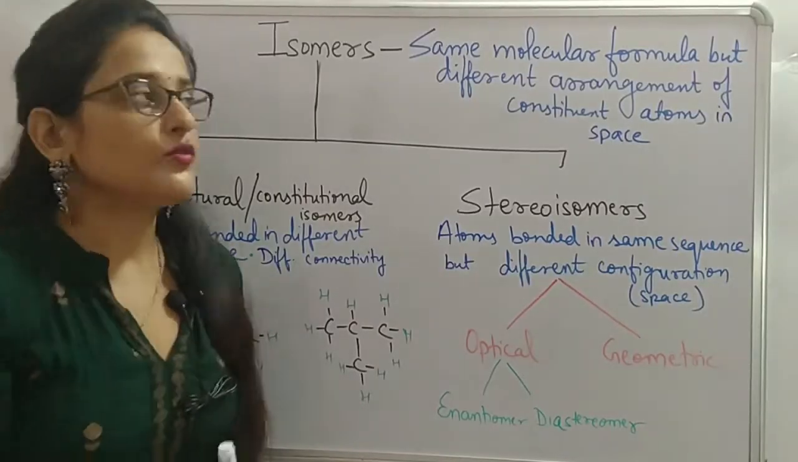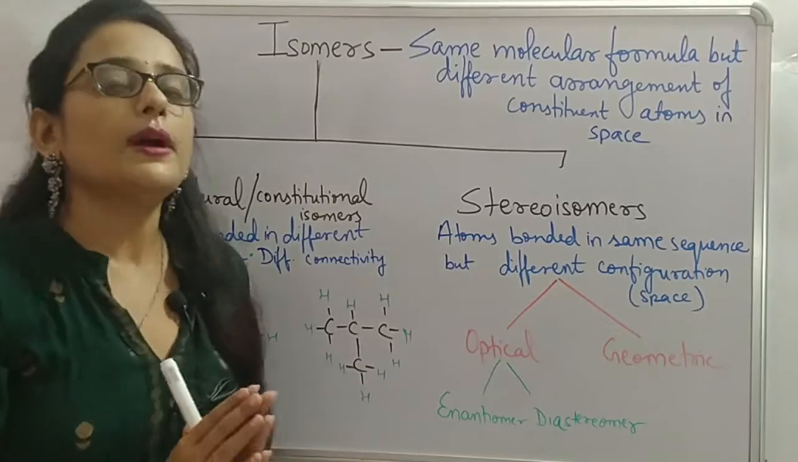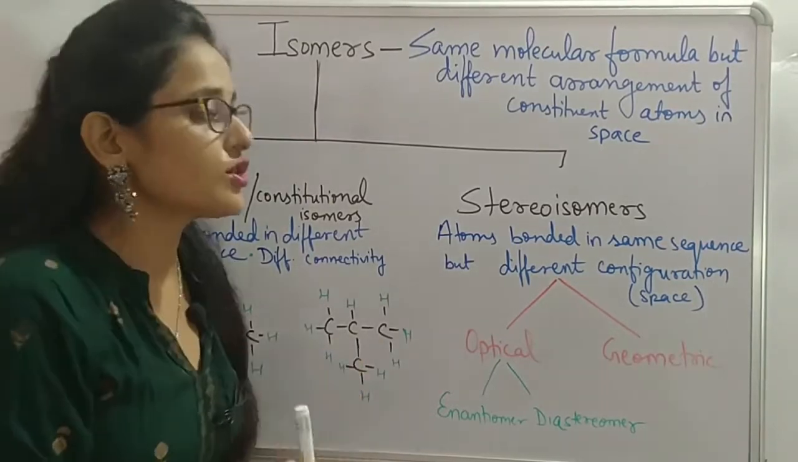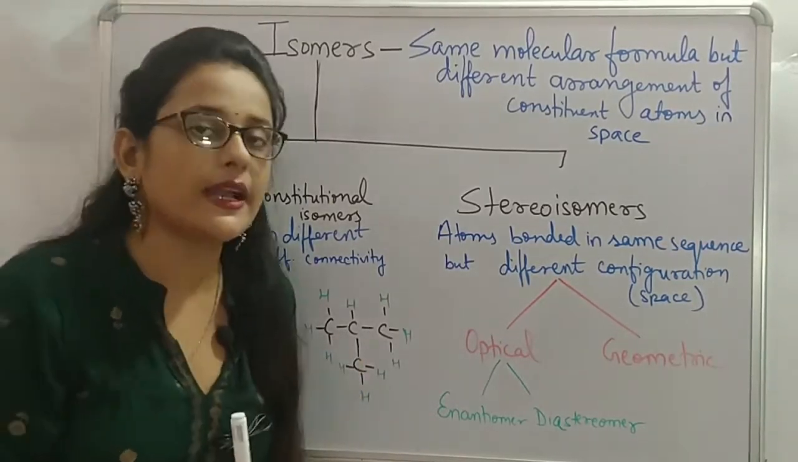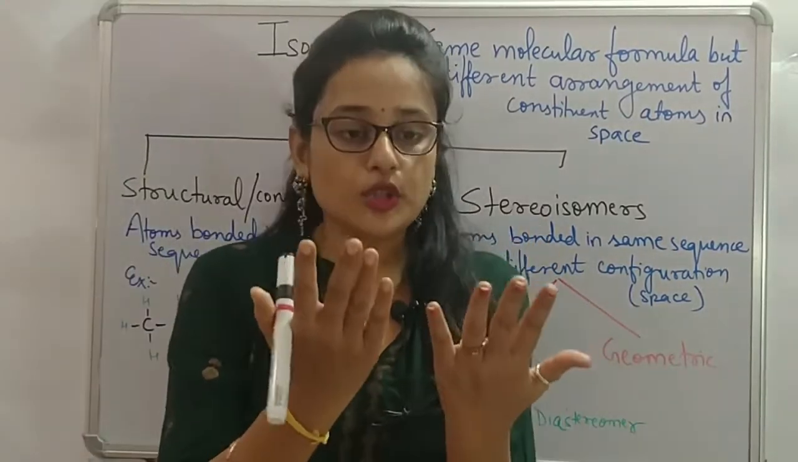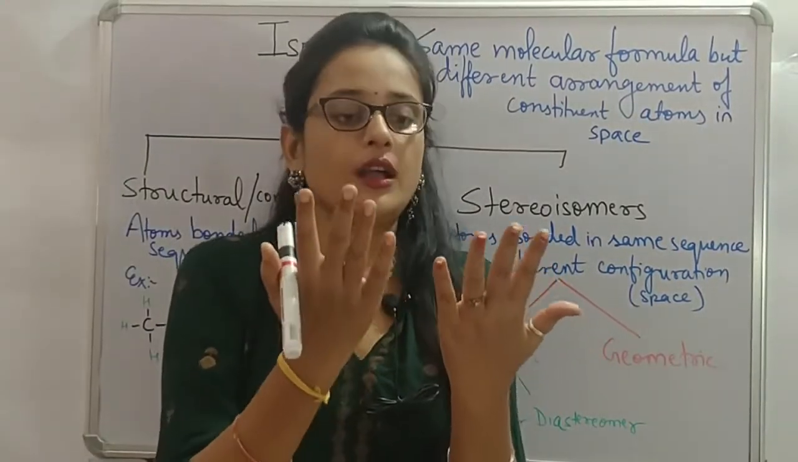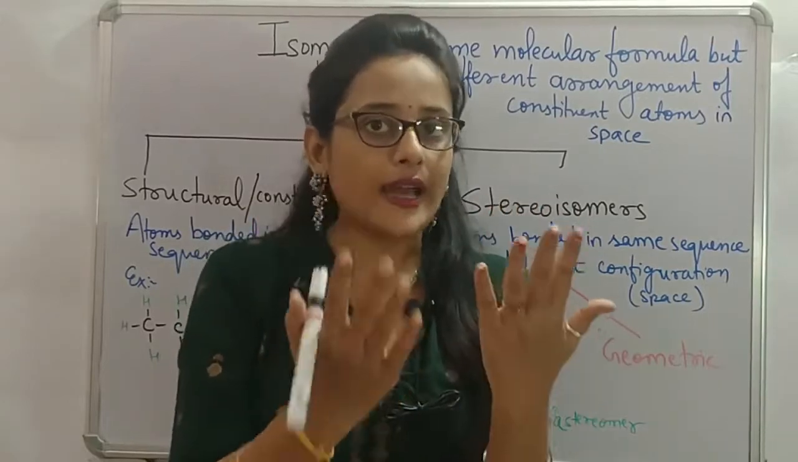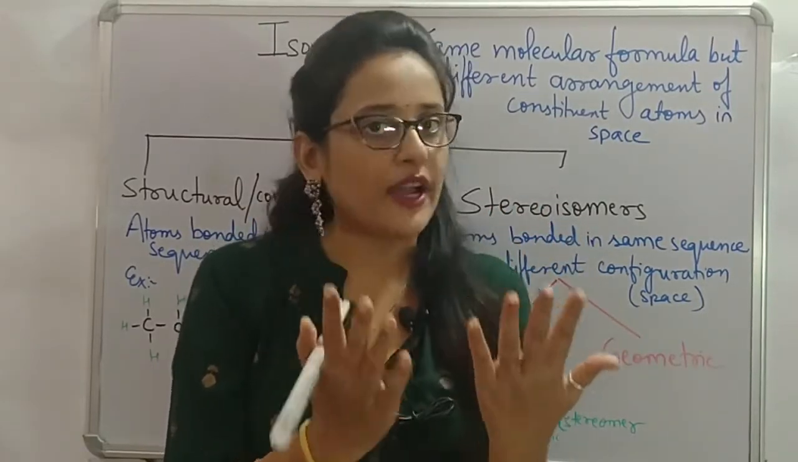Isomers are the compounds which have same molecular formula but different arrangement of constituent atoms in space. To understand this, let's take one example. You should look at your hands like this. The molecular formula of both your hands is same. That is, both the hands are made up of 5 fingers.